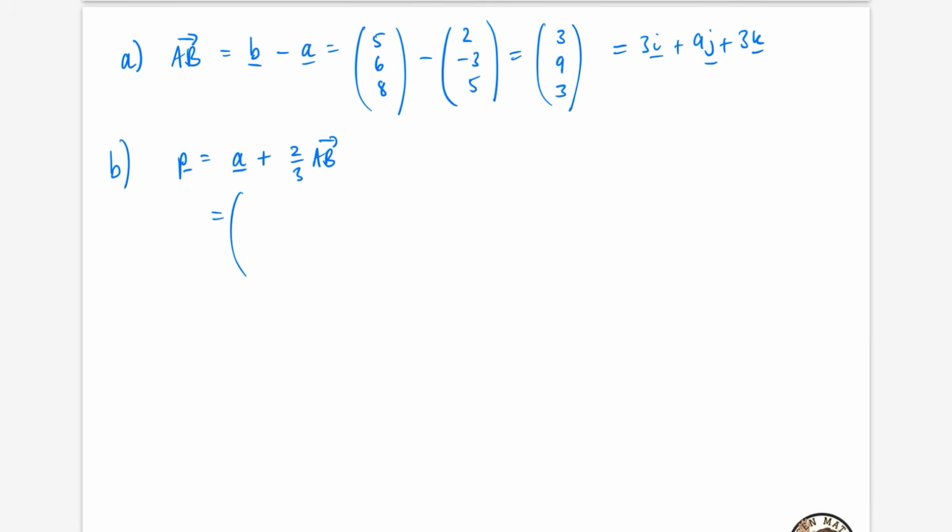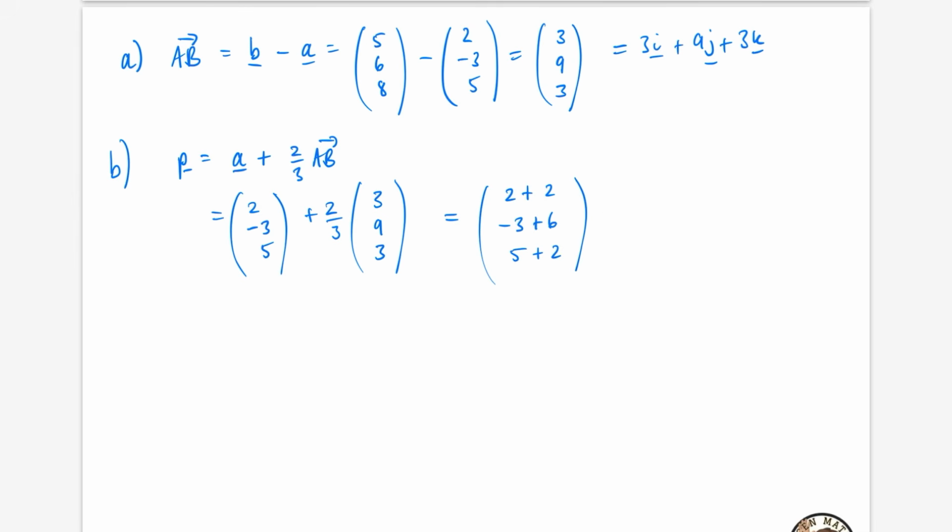So A was 2, -3 and 5. And we're then going to add on 2/3 of the AB vector, which we've just worked out, which was 3, 9, 3. So this will be a 2, and 2/3 of 3 is 2. We then have a -3, and 2/3 of 9 is 6. And 5 plus 2/3 of 3, which is 2. So we have 4, 3, 7. And again, I'm happy with it in column vector, but I'm going to write it as 4i plus 3j plus 7k.